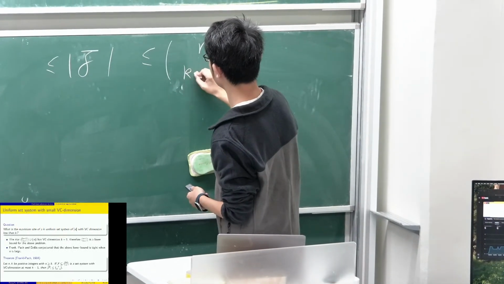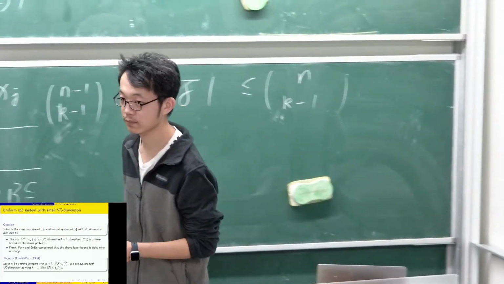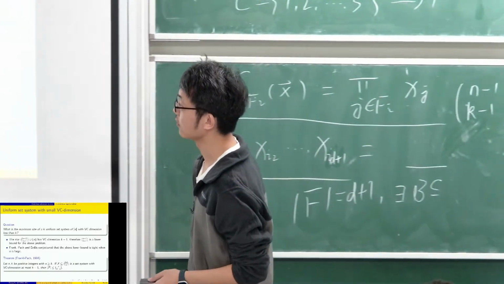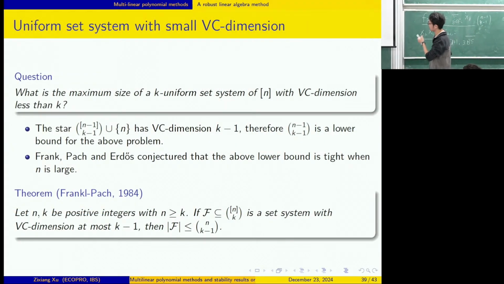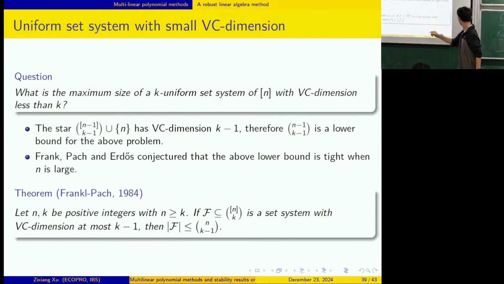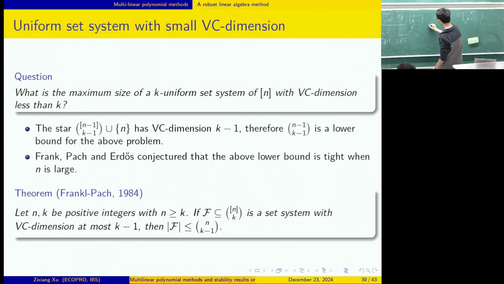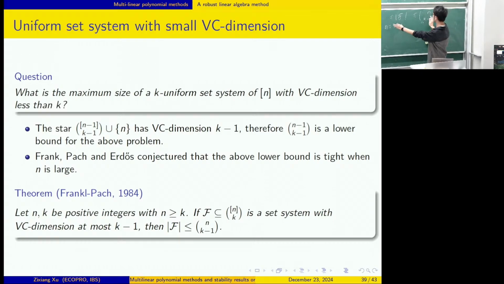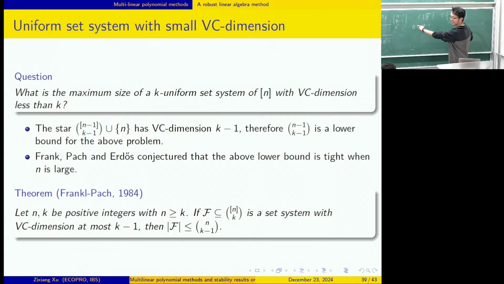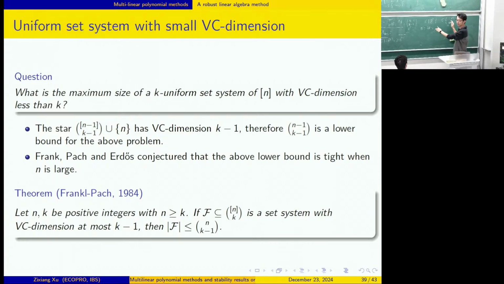So is there a reason that they have the conjecture only when n is large? Is there some obvious counterexample there? I don't know. Sorry. And you can see that suppose n equals 2k minus 1, then the upper bound is sharp because they are the same, right? They are the same. Okay.